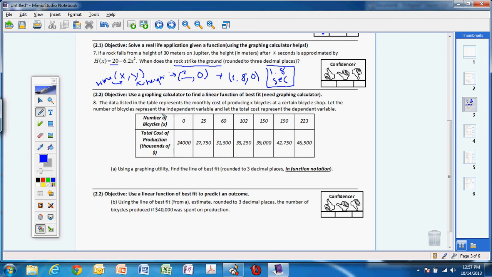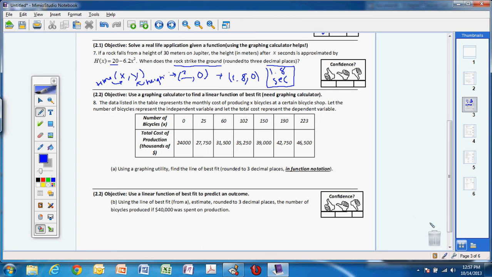So all it means when it talks about independent variable and dependent, we're just saying the total cost of production actually depends on the number of bicycles that you produce. That's why this, in this case, is the dependent variable, because this is what varies.